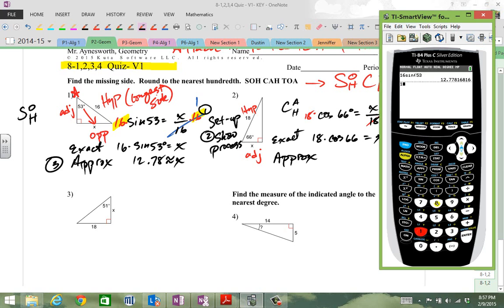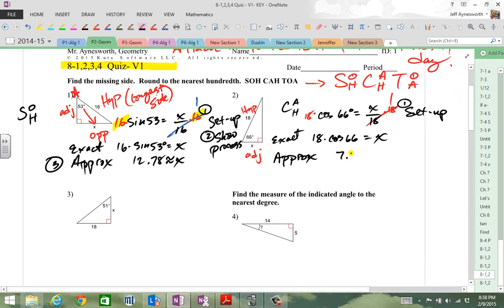Okay, 18 times the cosine of 66 degrees. Look how, I mean, the TI-84 is so simple to use. You just type it in directly as you see it and write the answer down, 7.32. So 7.32 is approximately equal to x. And guess what? The smallest side has got to be the smallest value, right? And 7.3 is obviously smaller than the 18, excuse me, the hypotenuse. So my answer makes sense.